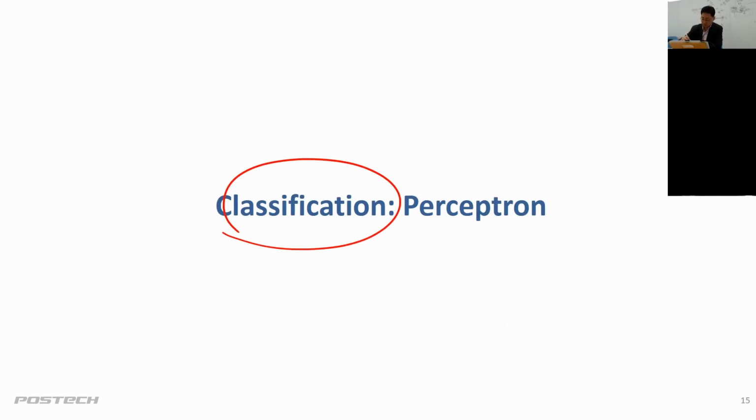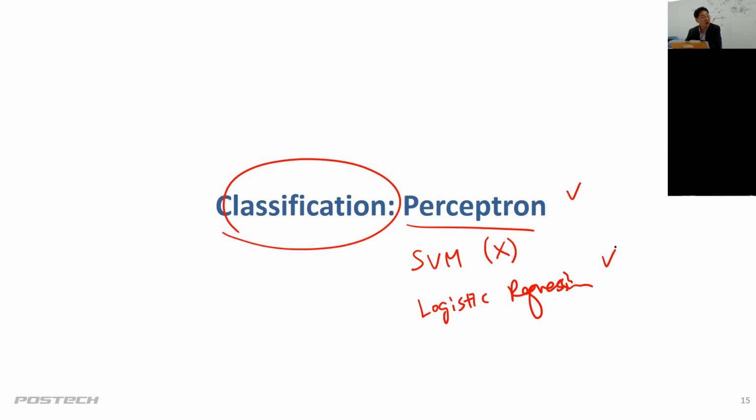And there are many ways. Actually, we have perceptron, SVM, and logistic regression. But here I decided not to explain SVMs, because these two are eventually related to neural nets or deep learning. But I think you already know the concept of support vector machines, so I'm going to cover only two methods that belong to classification.